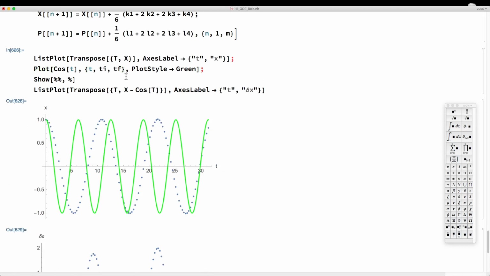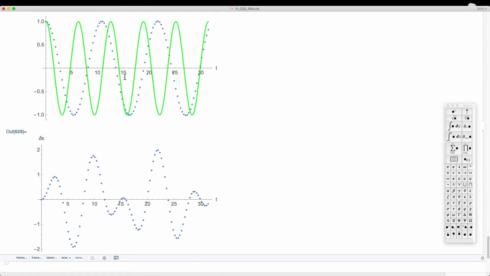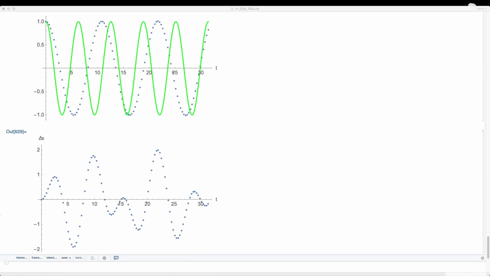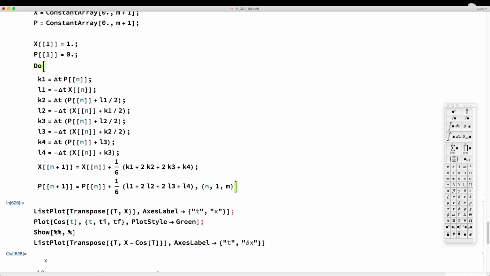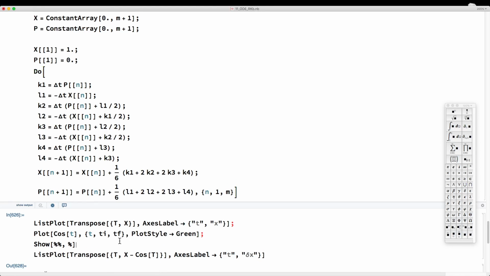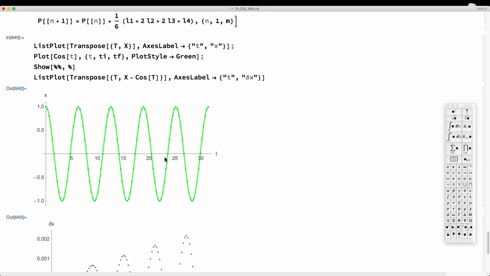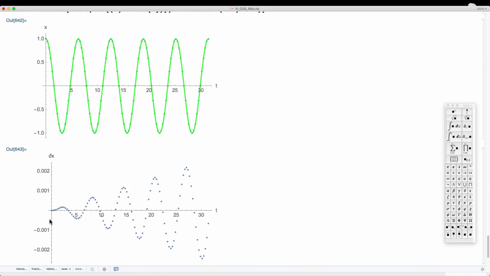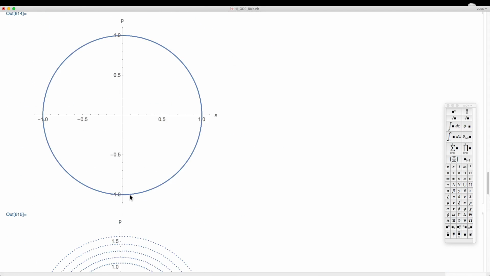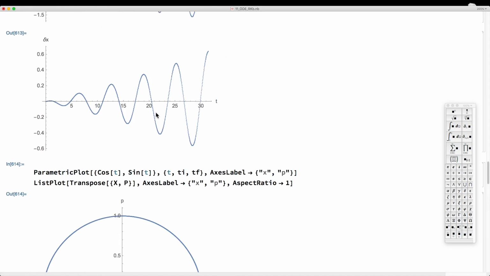Okay, there seems to be something wrong here. Okay, so there seems to be a sign error here in L2. Let's try that again. Okay, that's much better. So we see that the numerical solution in blue, the blue dots, overlap with the green analytical solution quite well. And the error is much smaller than before, around 10 to the minus 3, whereas here it was quite large.